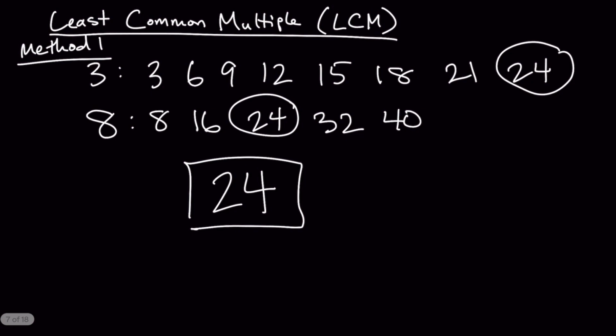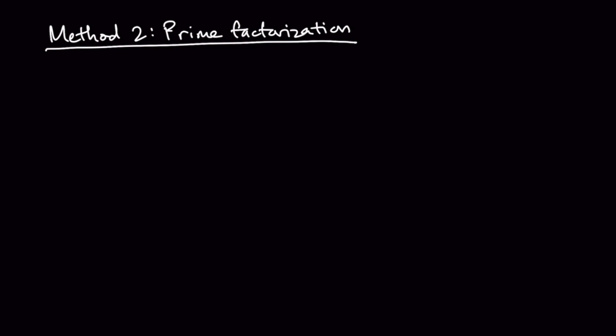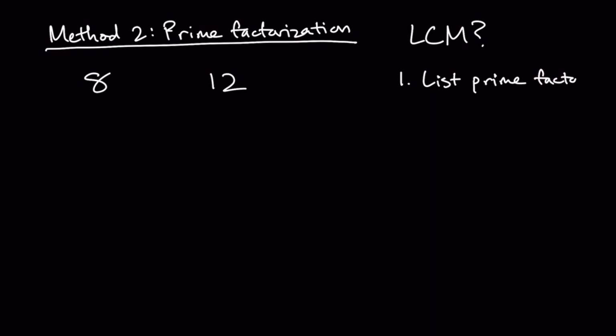So another method we could use is prime factorization. Let's say we have two numbers, 8 and 12, and we want to find the LCM of these two numbers. What we can do is list out the prime factors of each number. A good way to do this is make a sort of tree of the factors.